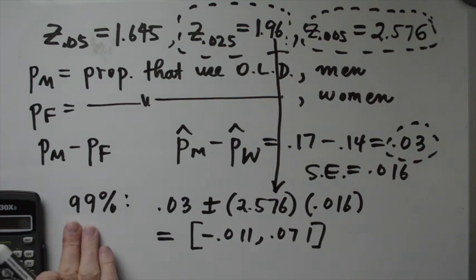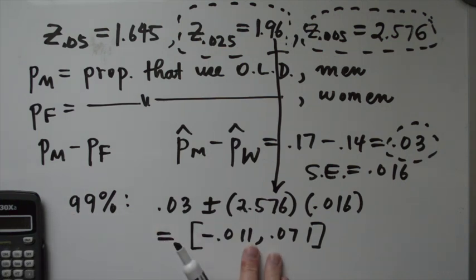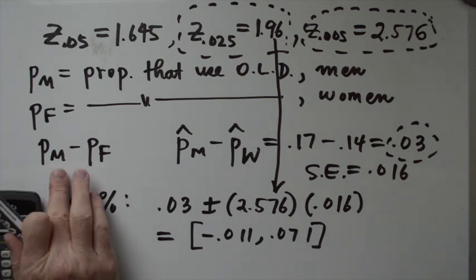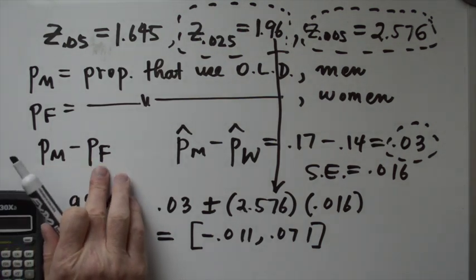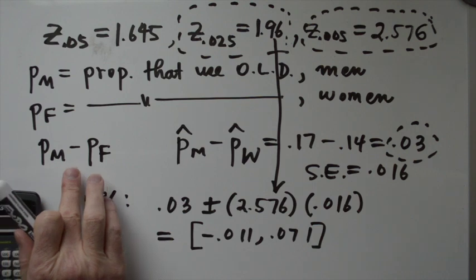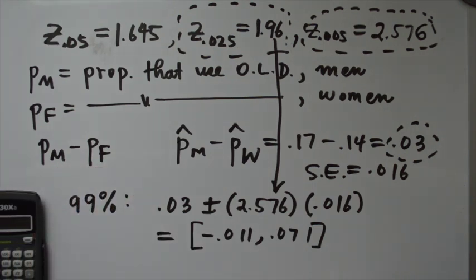And at the 95% confidence level, we would almost certainly be able to say that PM minus PF is positive, and that the proportion for men is therefore greater than the proportion for women. Okay, so that's basically how we have to conclude part two. At the 99% confidence level, we can't necessarily claim that these are different from each other. Okay, so that brings an end to problem 5.52.